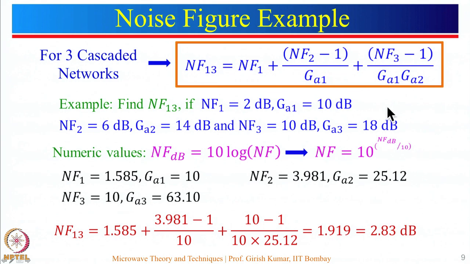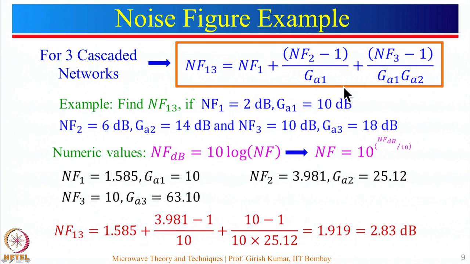It will be more clear if we take an example. Let us say we want to find the noise figure for 3 cascaded networks. The first stage has a noise figure of 2 dB and gain of 10 dB. The second stage has a noise figure of 6 dB and gain of 14 dB. The third stage is actually quite bad as far as the noise figure is concerned. It is 10 dB and the gain is 18 dB. Now we have to find NF13.